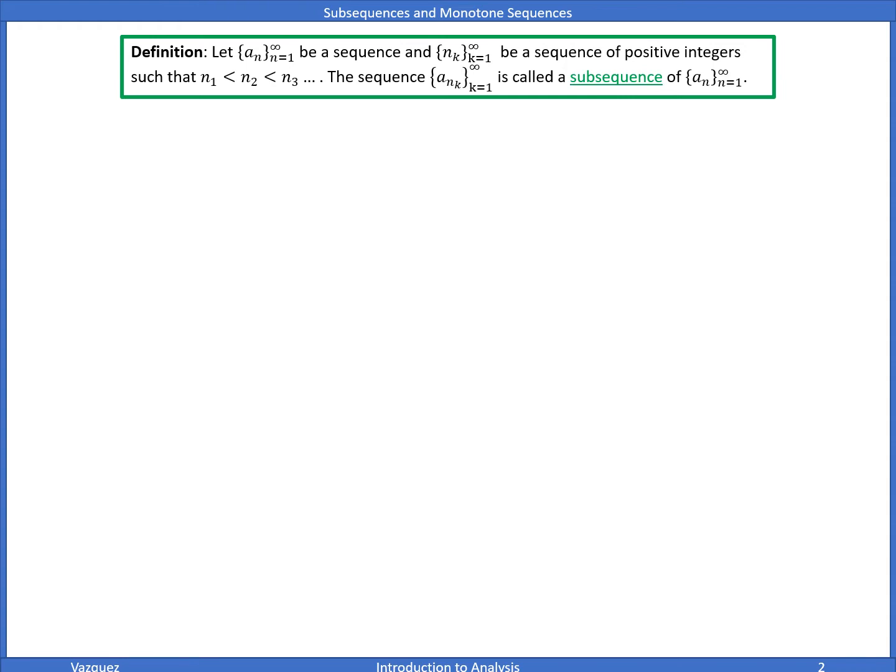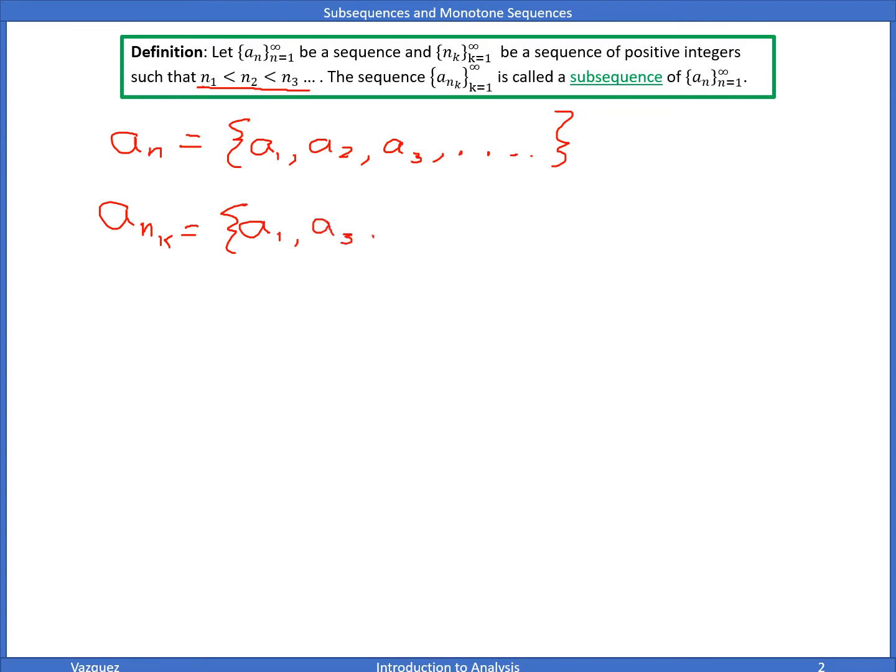So here, this part confuses some people. So a sub n, the sequence, we have a sub 1, a sub 2, a sub 3, so on and so forth. For a sub n sub k, the subsequence, we may delete some terms. So for example, we do have a sub 1, but now we're deleting a sub 2. We're deleting a sub 4. We have a sub 7, so on and so forth.